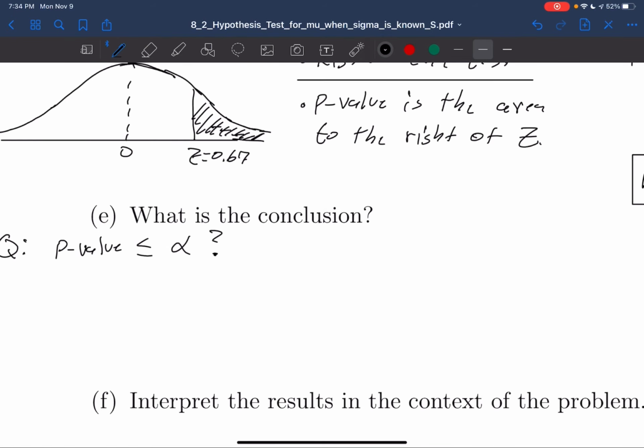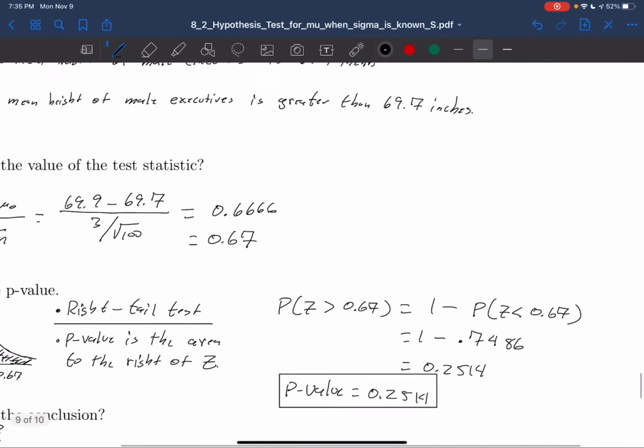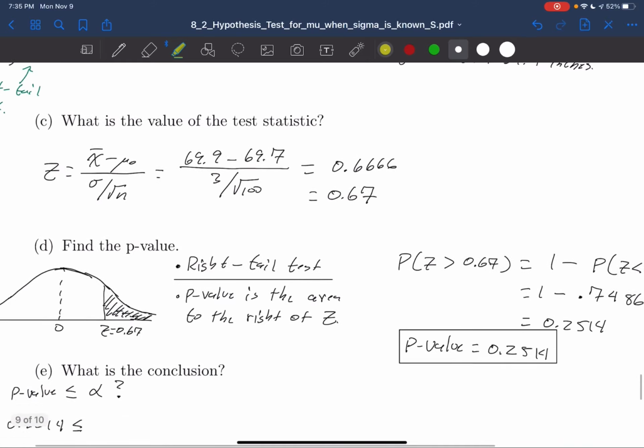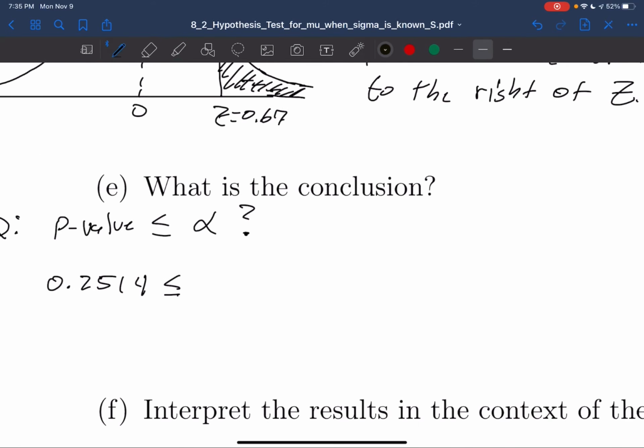Is 0.2514 less than or equal to our significance level? And here, alpha, our significance level, is 0.05. So is 0.2514 less than 0.05?